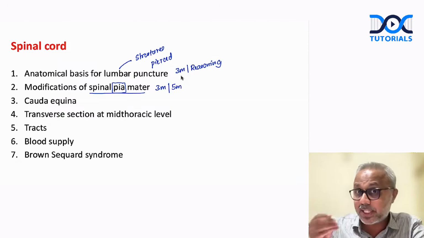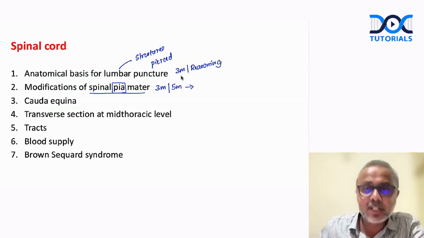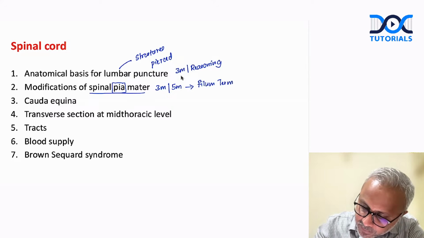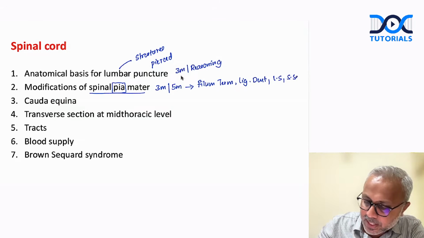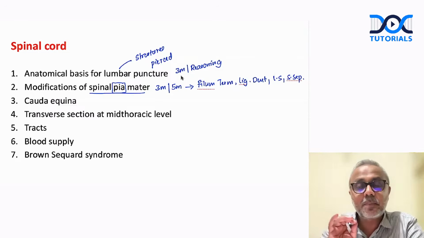Now, what are the things that you must know here? Remember, the spinal pia mater, as we know, is modified into what? The filum terminale, right? That is the first modification. And then the second modification is the ligamentum denticulatum. Then we have the linea splendens and subarachnoid septum. Done. So these are the modifications.